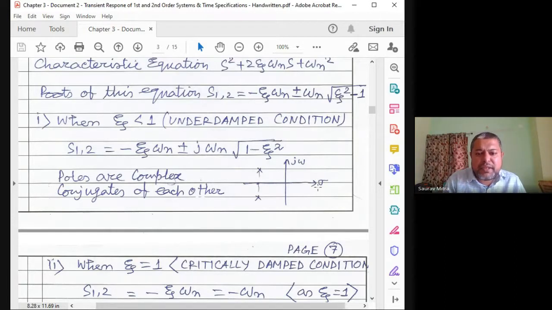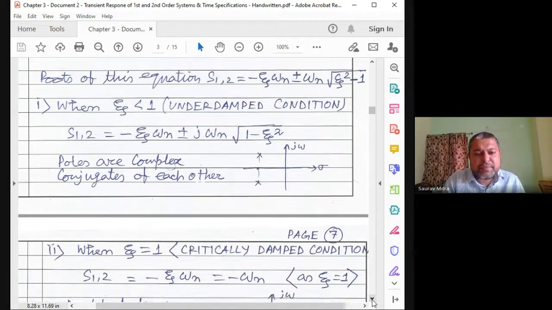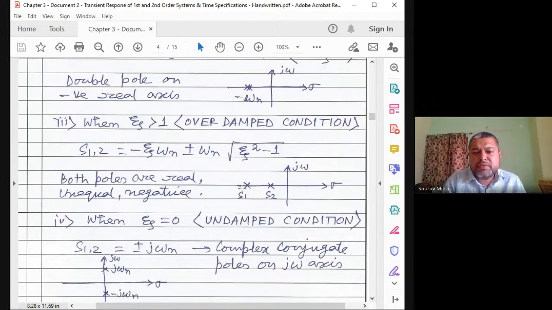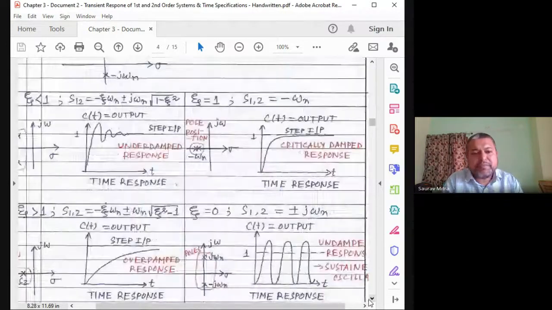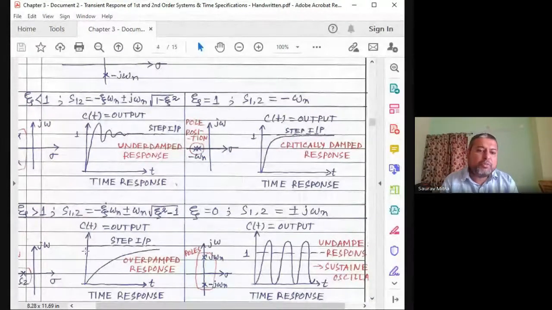In that case, you will find s1 and s2 are different. If they are different, the poles will be like this, at minus 3, minus 2, suppose minus 5, minus 3. And what is the response for that? The response will be the same kind of thing, but it will be rising very slowly. So for both poles at the same position, it is critical damping, rising very fast and touching the output. For both poles on the real axis but at different positions, it will be rising very slowly.